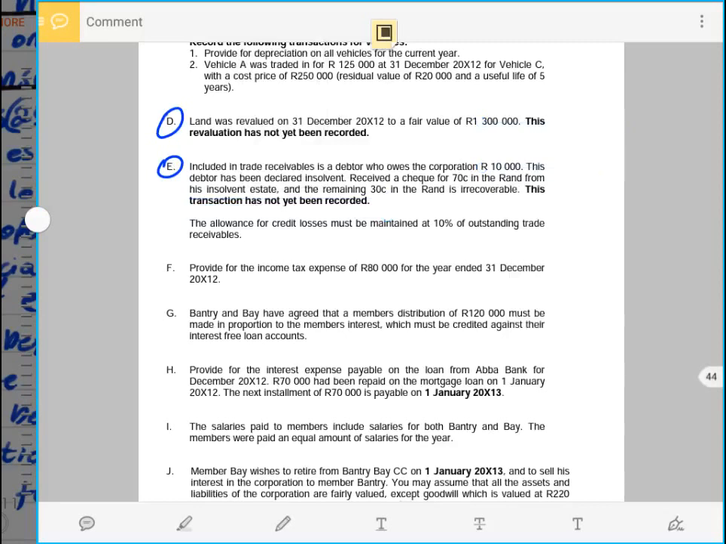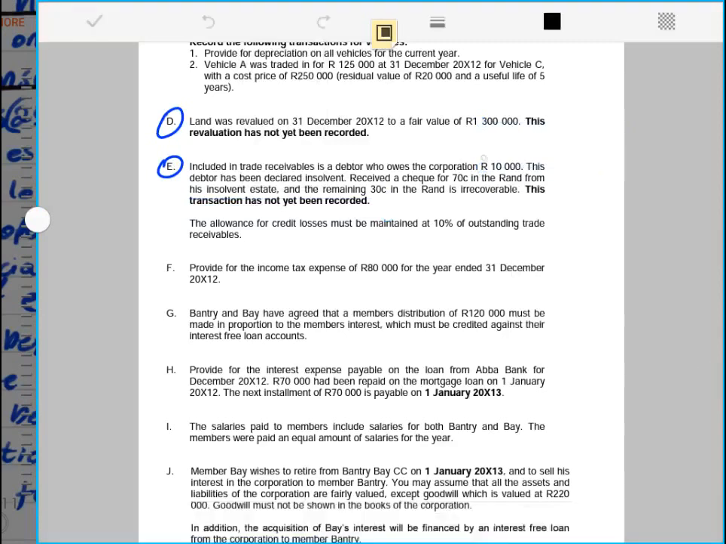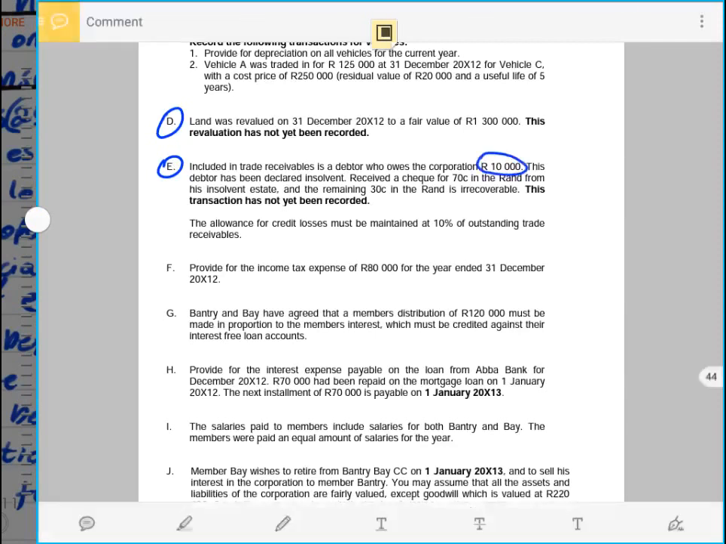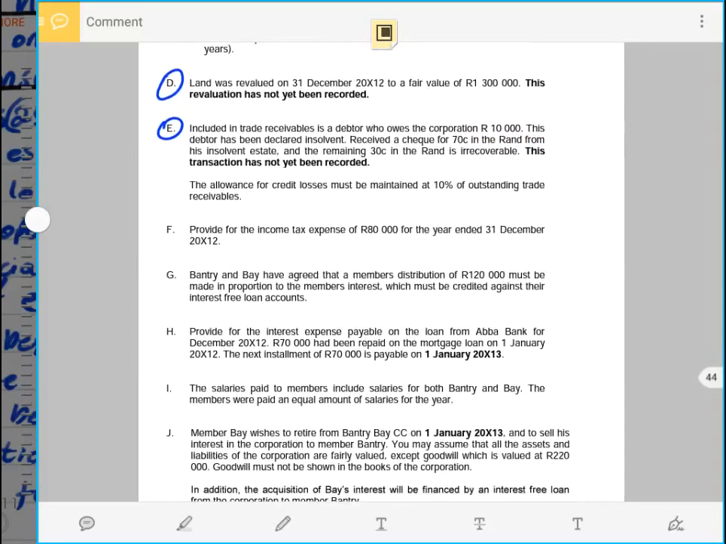So now it means, in other words, the full 10,000 rands is no longer a debtor in the business, because another portion of the 10,000 was received, which is 7,000, and another portion, which is 30%, is irrecoverable. Therefore now the full amount is no longer a debtor in the business, because a bad debt is no longer a debtor. We write that out of the books, or off the books of the business.